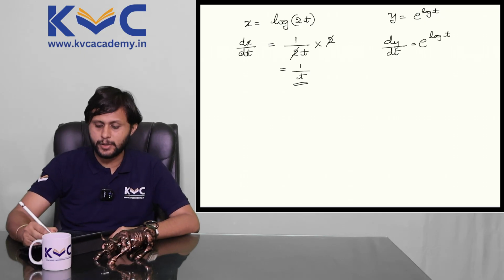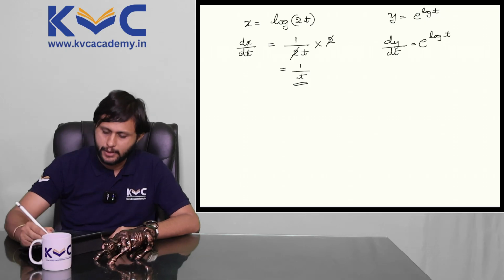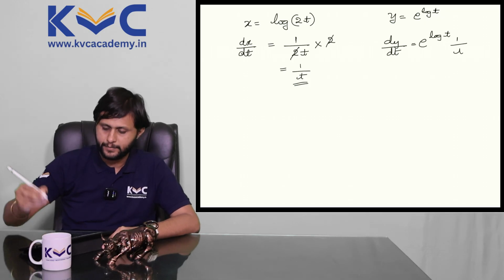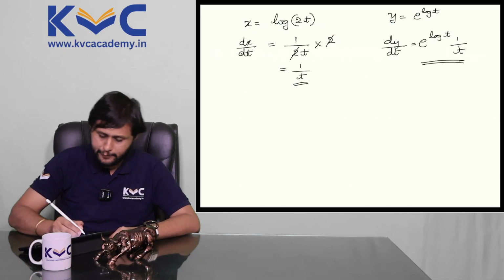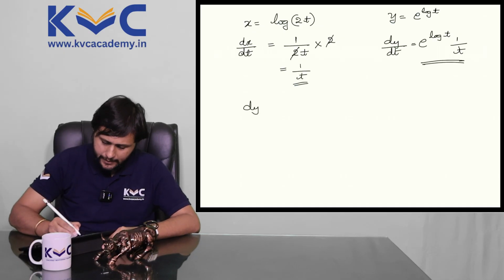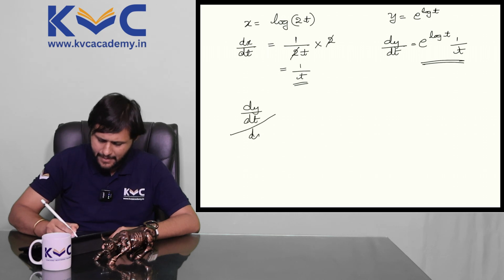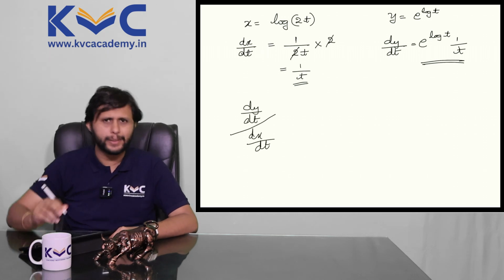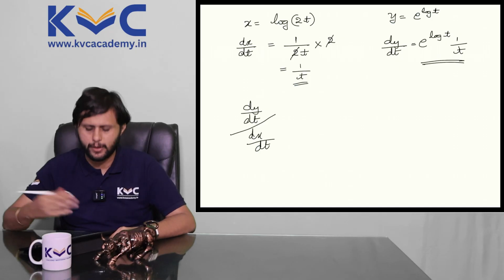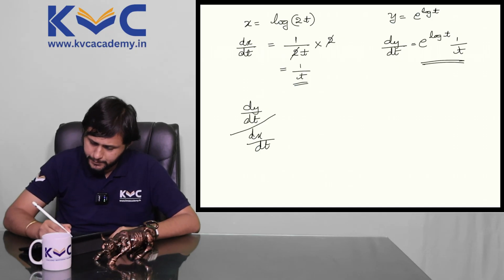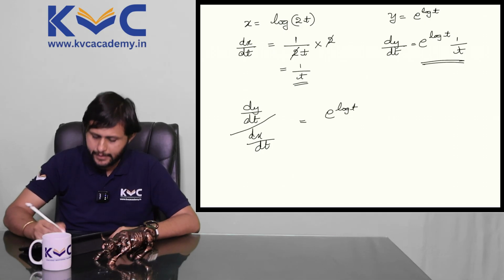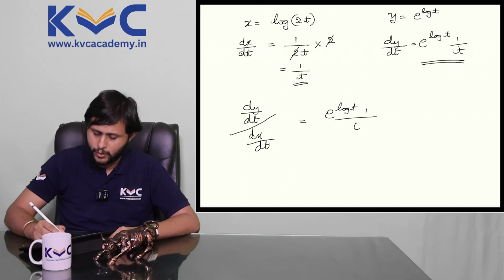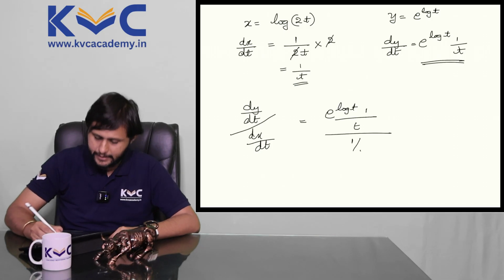Now I have to apply the chain rule, differentiation of log t with respect to t, 1 by t. So I got dx by dt, I got dy by dt, and the final answer is dy by dt divided by dx by dt, which I may not write in the next question. I'll do it directly, okay? It's always dy by dt divided by dx by dt, equal to e to the power log t all divided by t, and this again all divided by 1 by t.